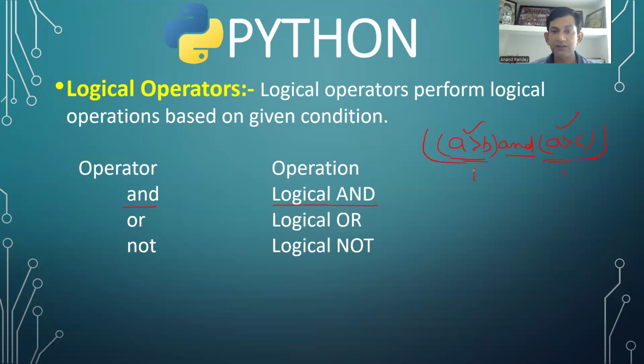For example, consider it is false, it is true. So the result will be what? False. Consider it is true and it is false. So the result will be what? False. If it is false and it is also false, then also false. And if it is true and this is also true, then the result will be true. If any one of the conditions is false, the whole condition will be false if you are joining two conditions by the AND operator.